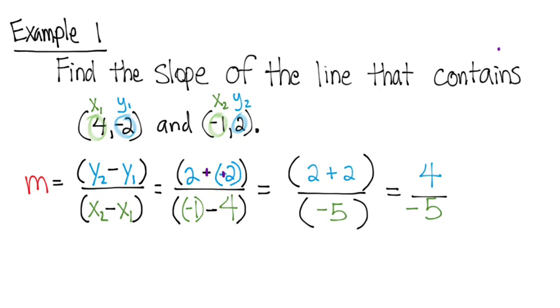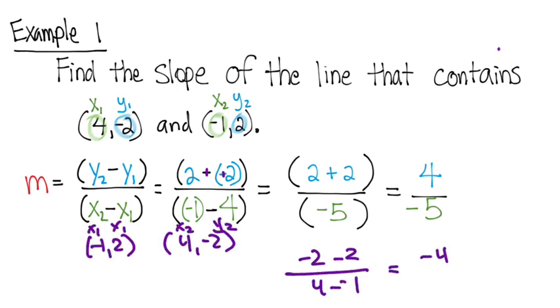Now you might be saying to yourself, but wait, how did I know which one was first and which one was second? It doesn't matter. You get to choose. That's a great thing. You get to pick how you want to solve for your slope formula. So let's look at it if I chose to do it the other way. What if I picked the second point and labeled it the first, and the first point and labeled it the second, and I solve here. Look, I still get -4/5. Magical, right?